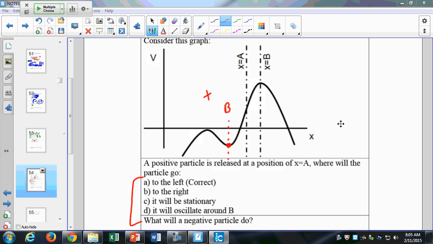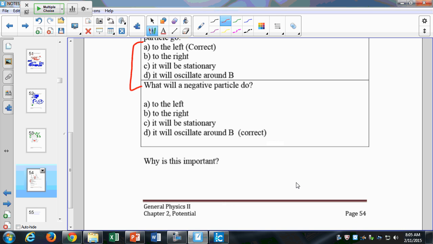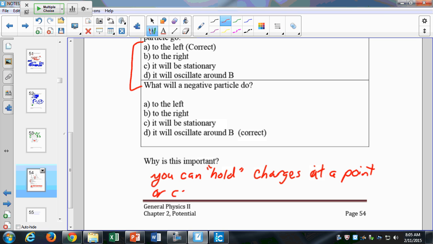I sort of alluded to this earlier, but this is important because it allows you to move charges around however you want. You can keep them in a certain place, or you can make them oscillate around certain points. It just allows you to move charges around, which is actually not very easy to do. So this is important. You can hold charges at a point, or cause them to oscillate back and forth.